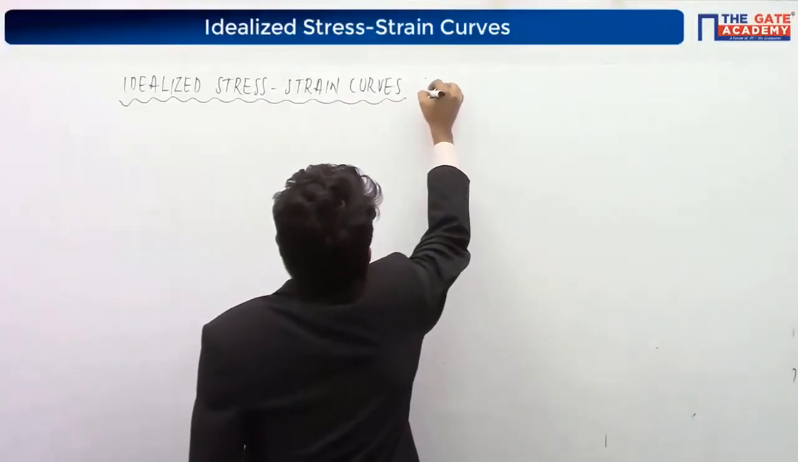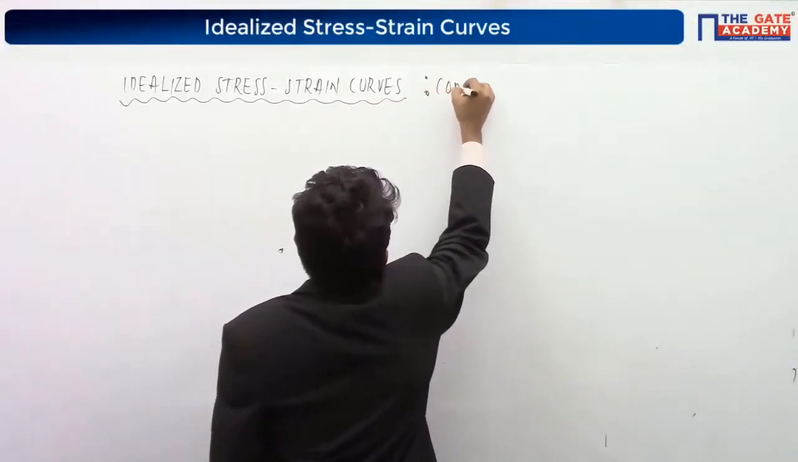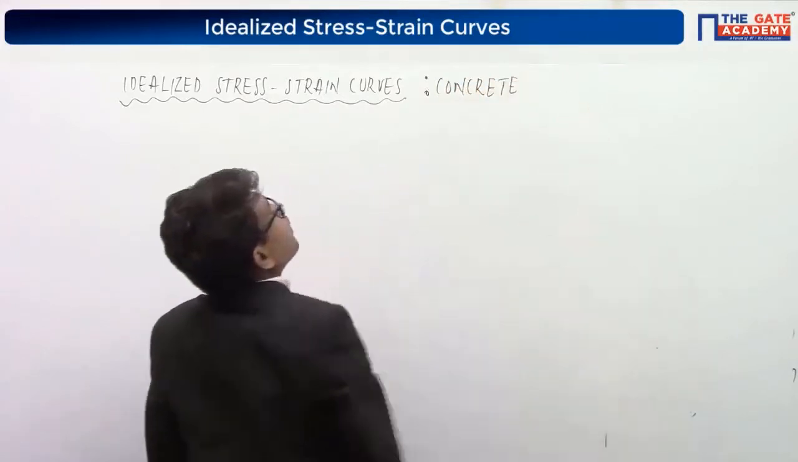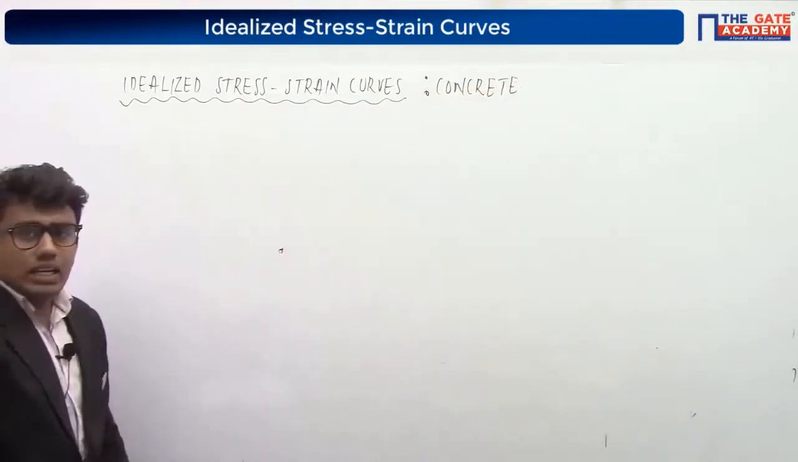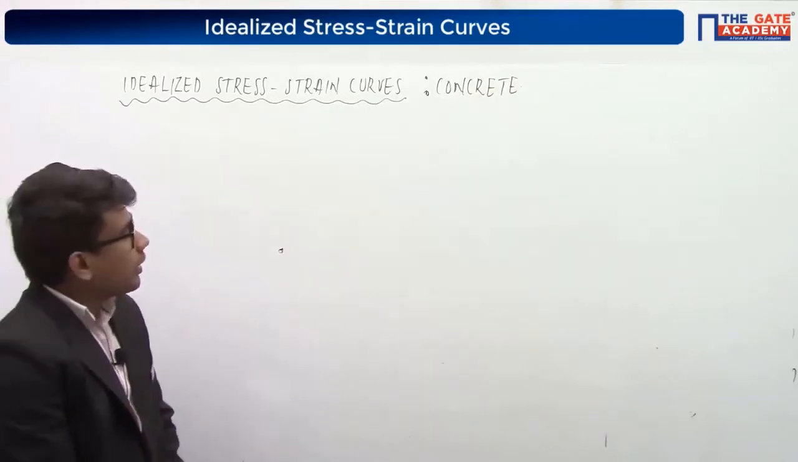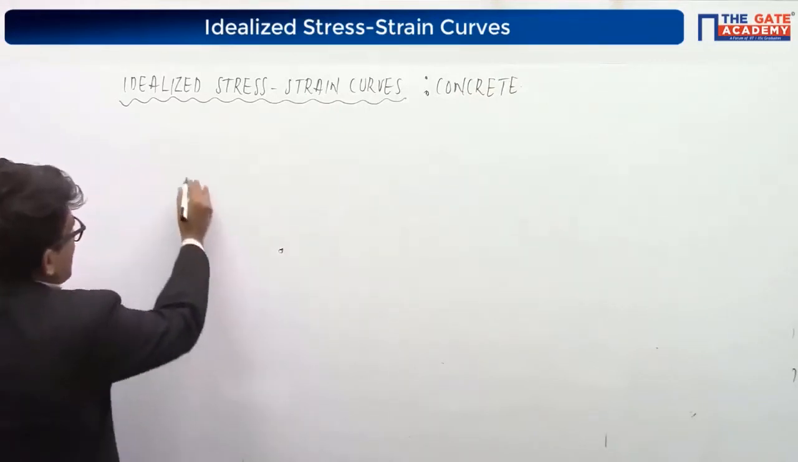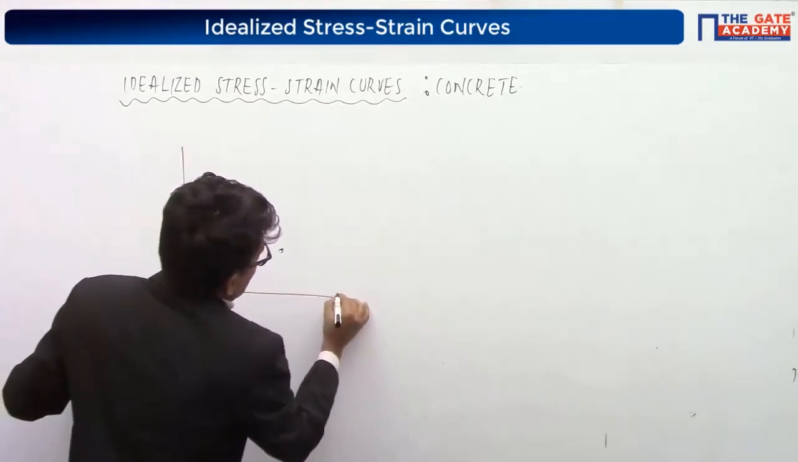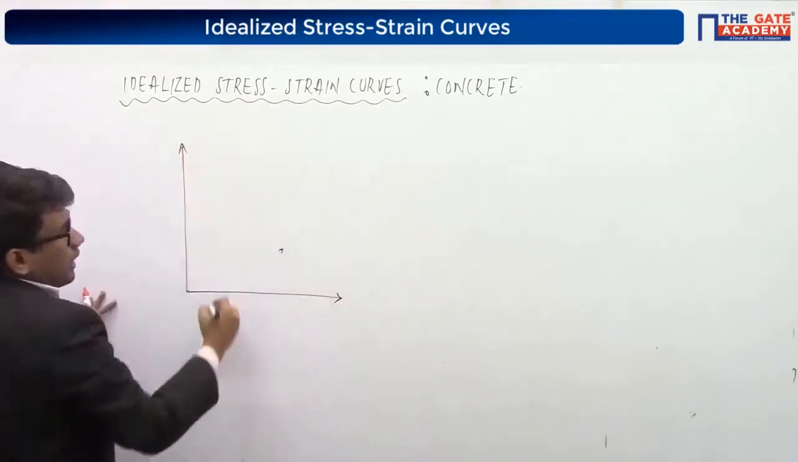First we will discuss our concrete. Idealized stress strain curve of concrete. What is this? We have already discussed the stress strain curve of the concrete. As we have discussed, it is a non-linear curve like this.